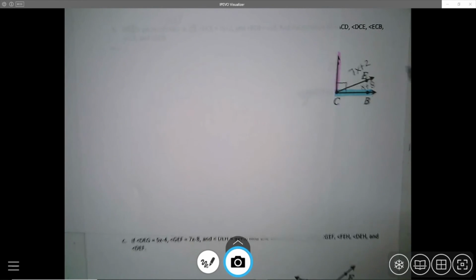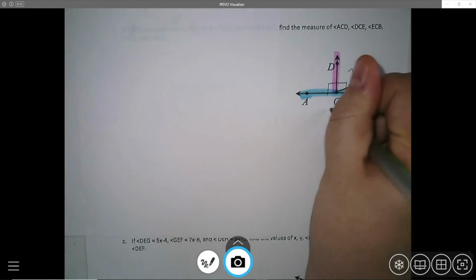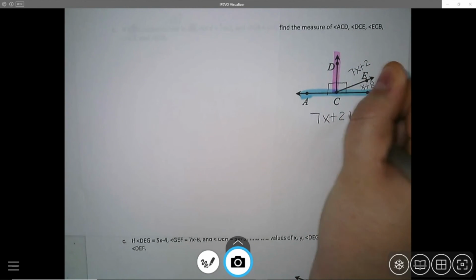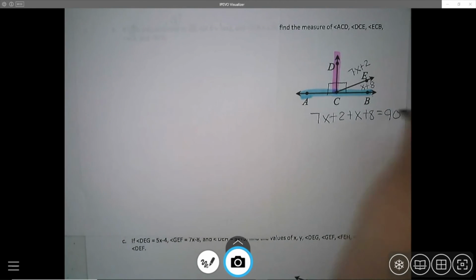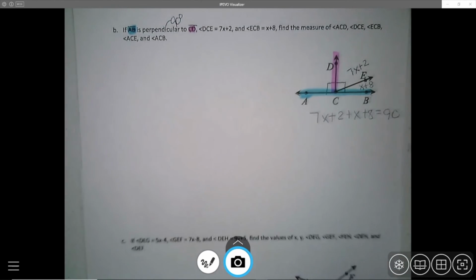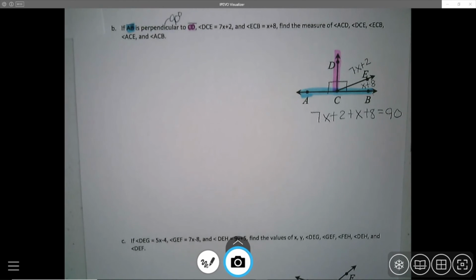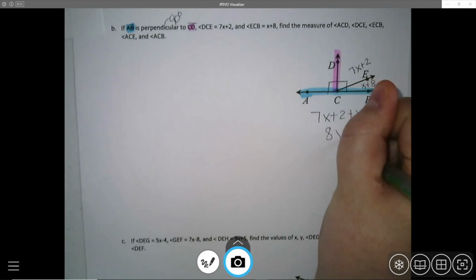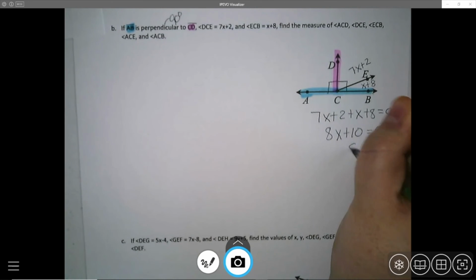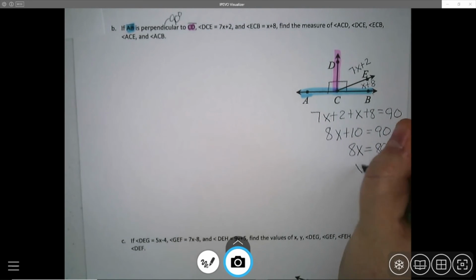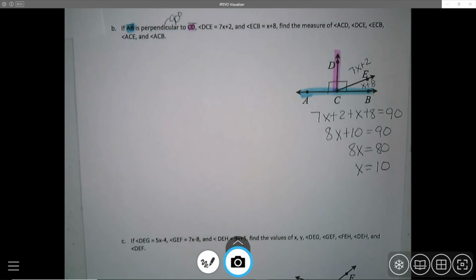Okay, looking at your picture, these two angles created this little square. That square represents 90 degrees. If you know angles together form that square to represent 90 degrees, an equation to set up is to add them together and say it equals 90 degrees. So if angles come together to form that, add them together, set it equal to 90. So I get 8x plus 10 equals 90. I get 8x to equal 80. I get x then to equal 10 when I solve.